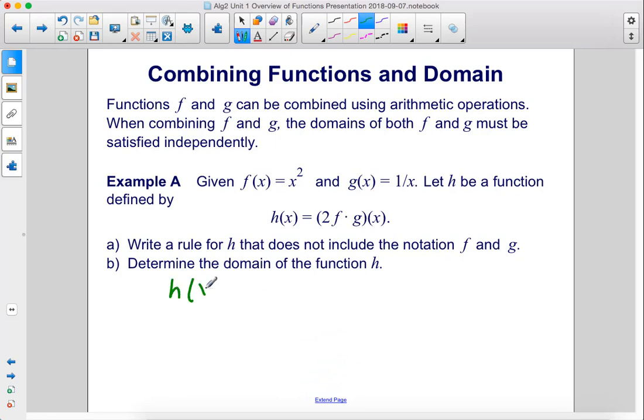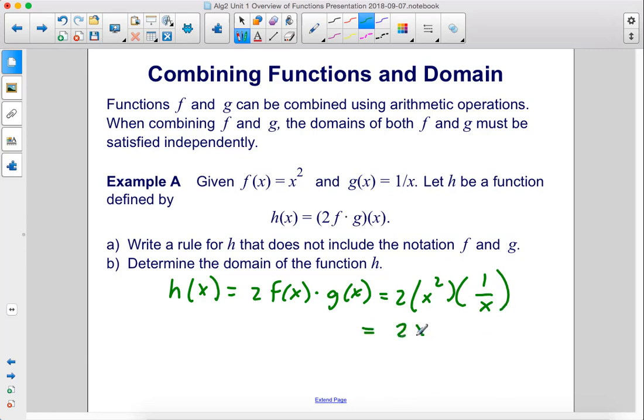Alright, so h of x equals 2 times f of x times g of x. So that equals 2 times f of x, which is x squared, times g of x, which is 1 over x. So that gives us 2x squared over x. So then we can cancel out one of the x's on top and the x on bottom, and we get 2x. On the next slide, we'll solve for domain.